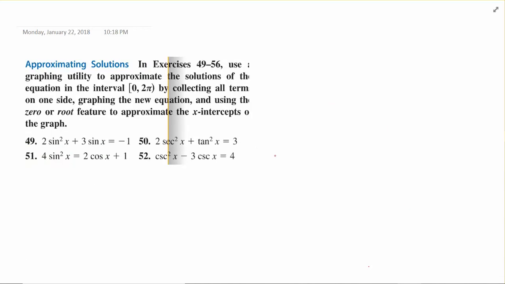Okay, one more example, and that has to do with 50 and 52. It says, use a graphing utility to approximate solutions, by collecting all terms on one side, graphing the new equation, and using the zero root feature to approximate the x-intercepts of the graph. Now, 51 looks like this. And I would argue I can actually solve this algebraically. And you can too, but you're not required to, not according to the book.